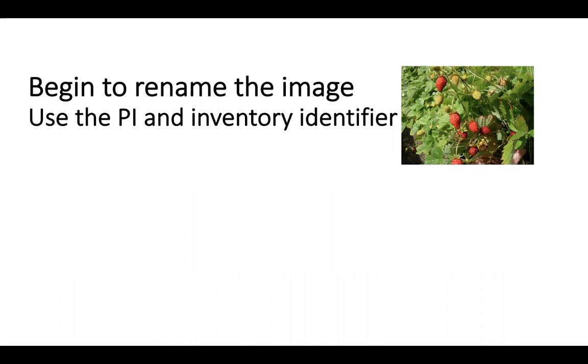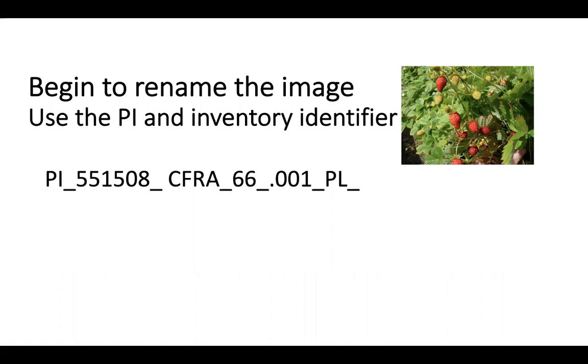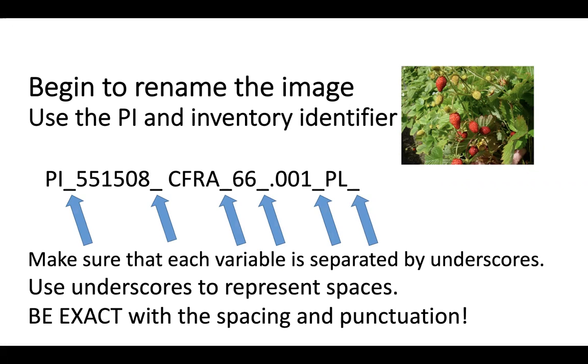We begin to rename the image using the PI and the inventory identifier. PI 551508, CFRA 66.001PL, and in between each of those variables, we put an underscore. Make sure that each variable is separated by underscores. Use the underscores to represent the spaces. Be exact with the spacing and the punctuation here.